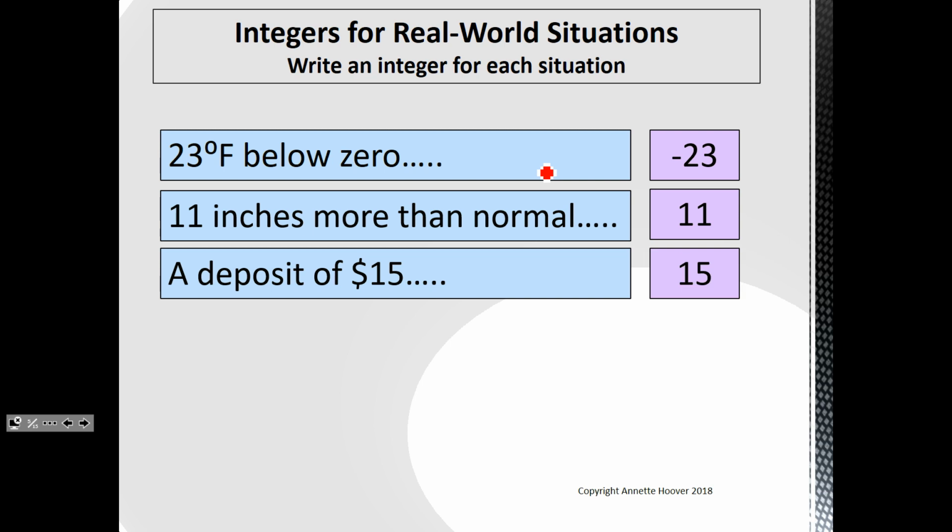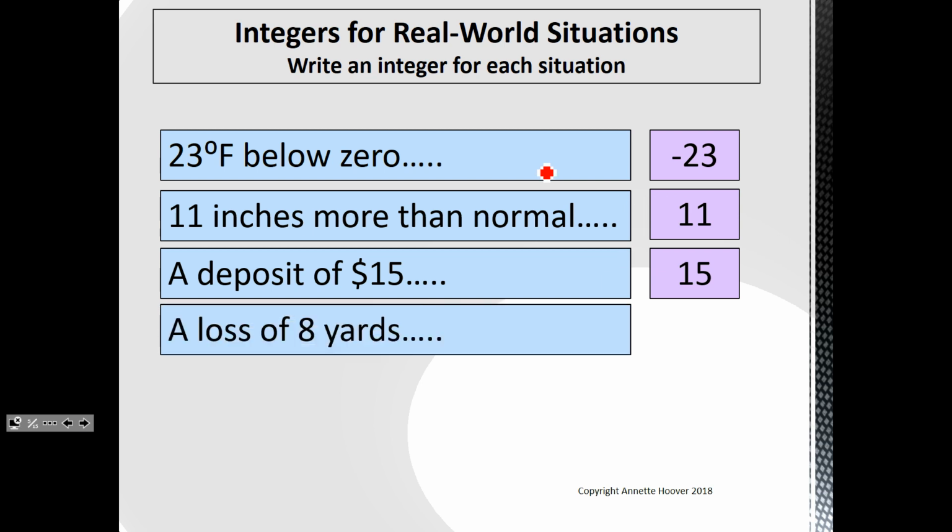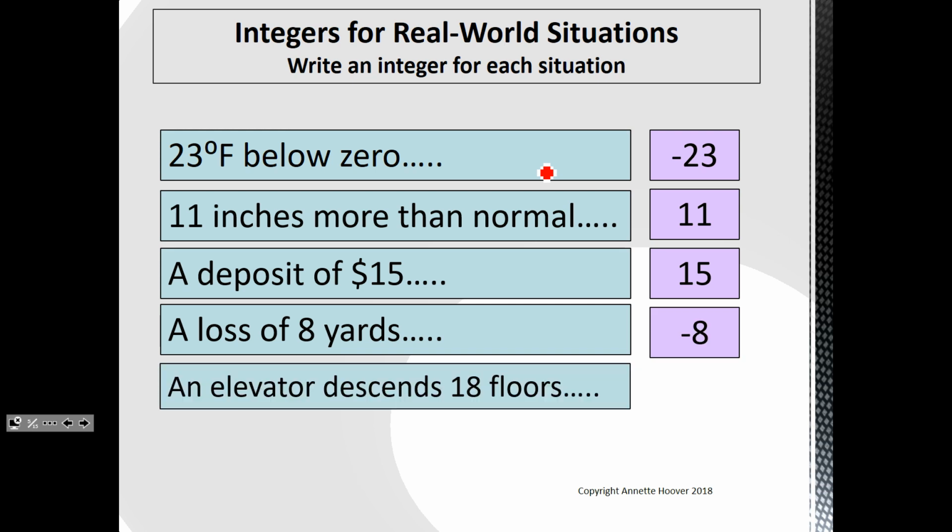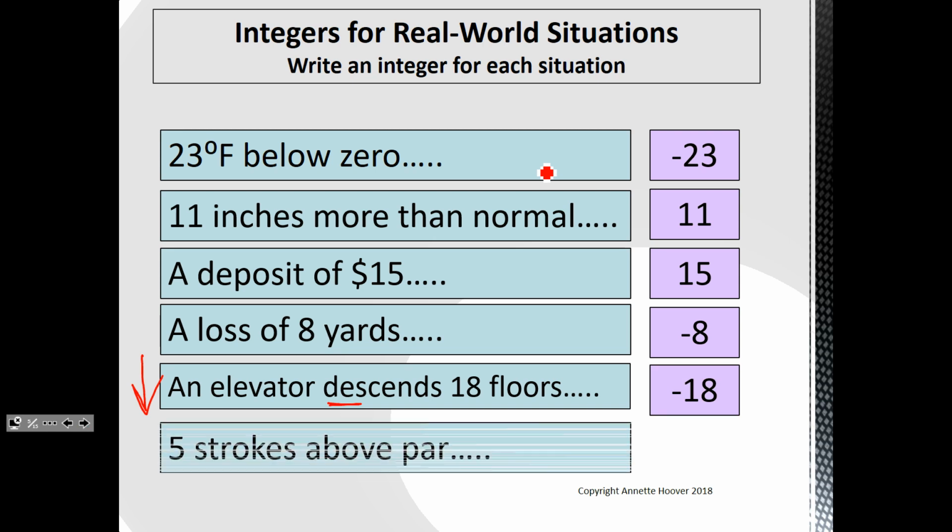Notice when we have positive integers that we do not actually write the positive sign in front of them. It's just understood to be positive. A loss of 8 yards on a football field would be a -8. An elevator descending is going down 18 floors, and since it's going down, that is a -18. And if you know anything about golf, 5 strokes above par would be a score of a positive 5.